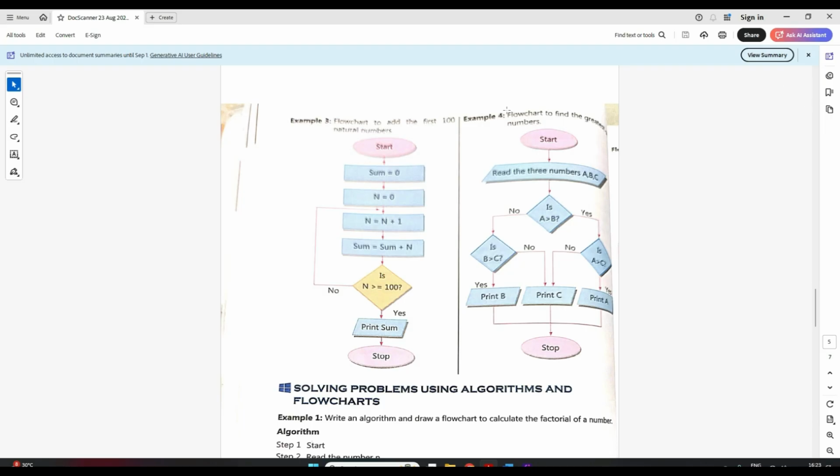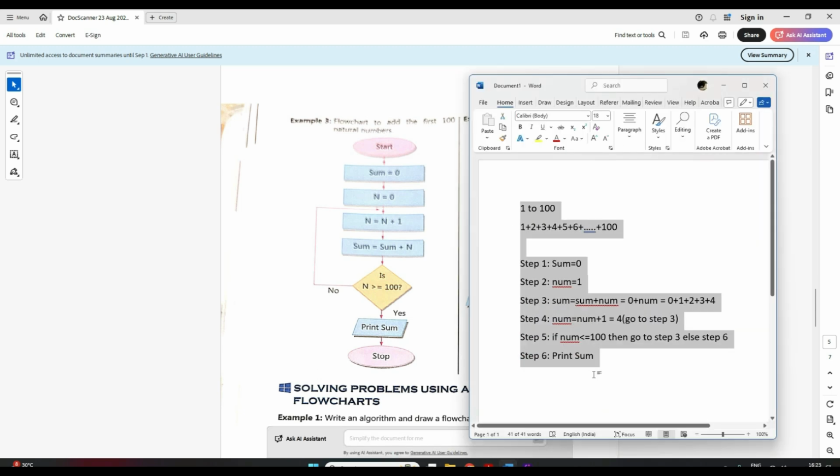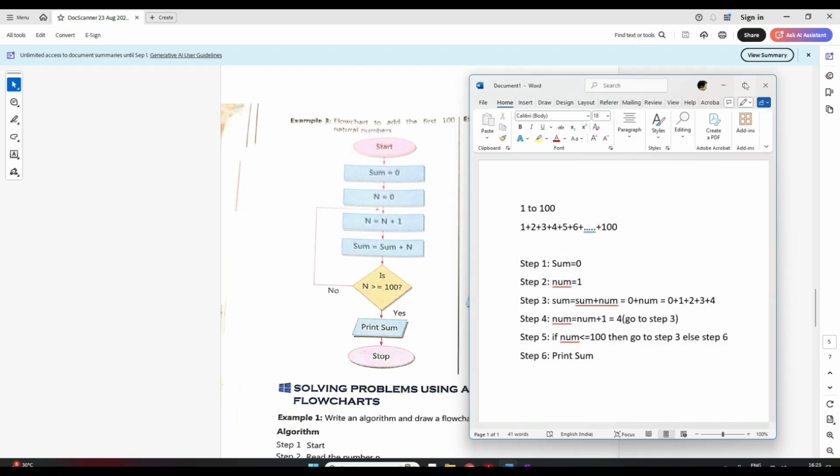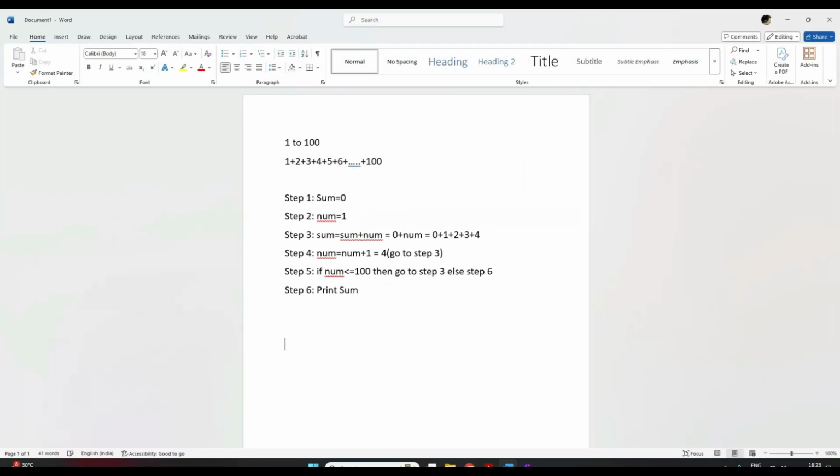Now let's see the fourth example. Flowchart to find the greatest of 3 numbers, basically, right? So you have 3 numbers. So 3 numbers we have to input from the users, and then we have to find which one is the greatest out of all these 3. Okay, so just think about the logic, how you can do that. Tell me. So you have 3 numbers, okay, A, B and C. So how will I check which is the greatest?